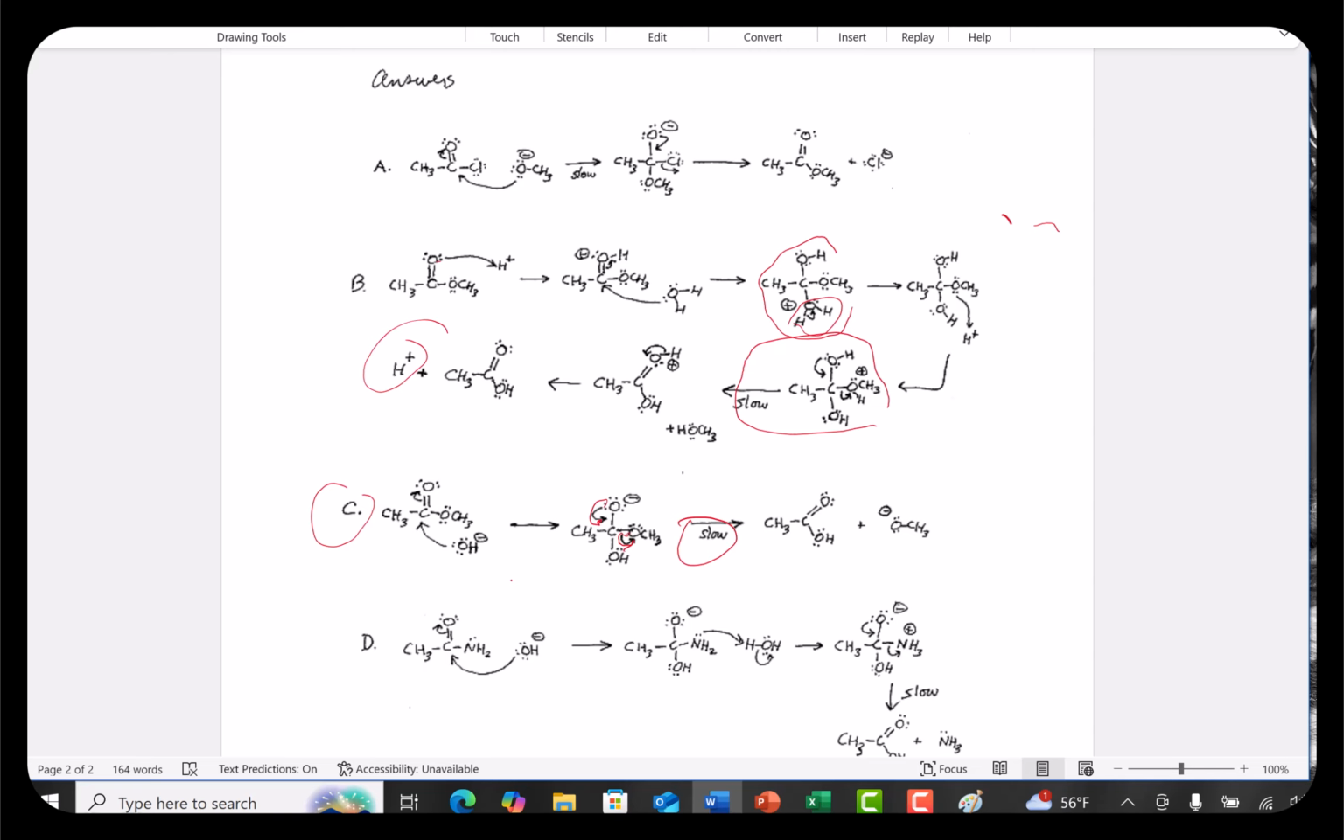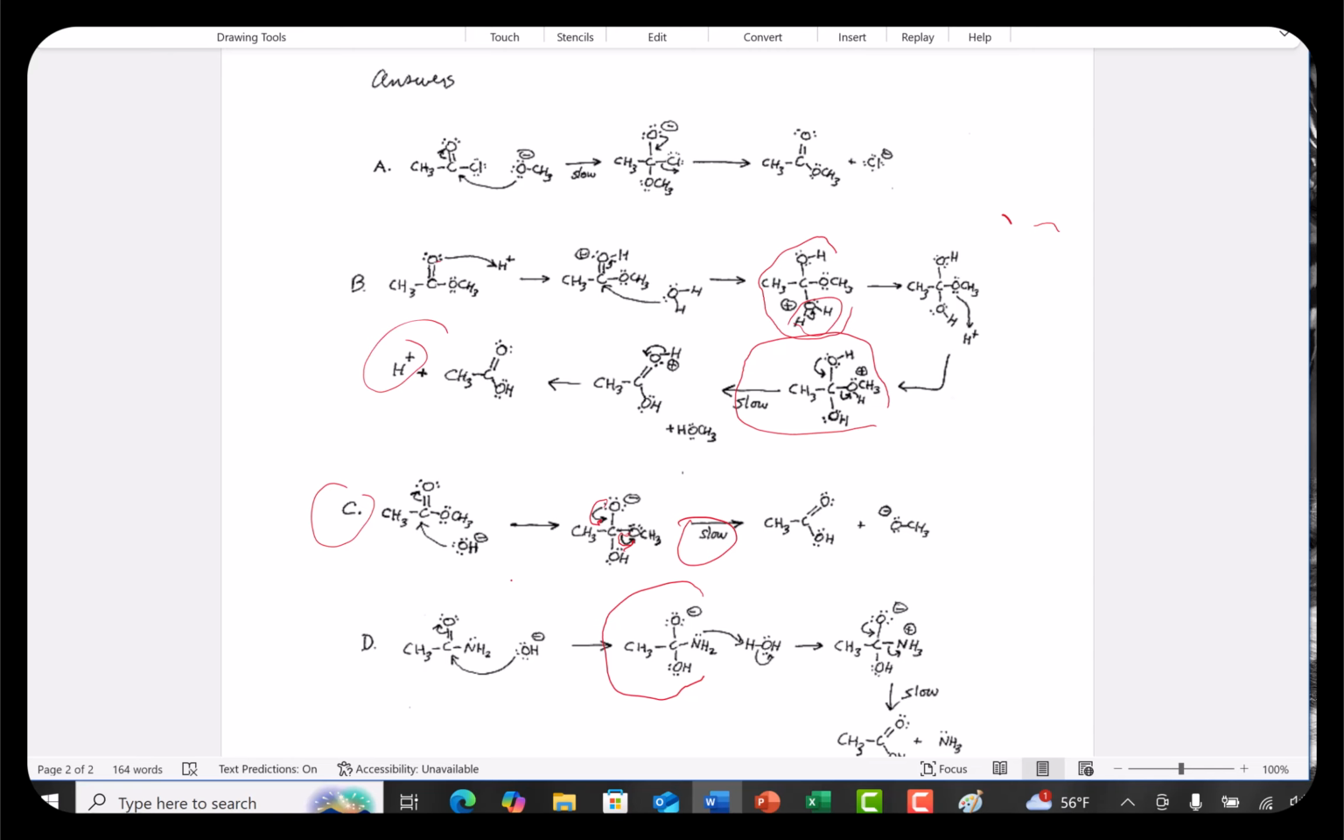Reaction D, the amide reacting under basic conditions. Now, remember, under basic conditions, the leaving group always leaves by itself without prior protonation, unless it's a nitrogen. Nitrogen is such a poor, awful leaving group that it can't come off unless it's prior protonated. The first step is going to be attachment of hydroxide to give the tetrahedral intermediate here.